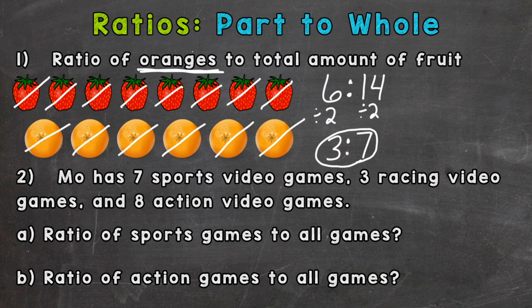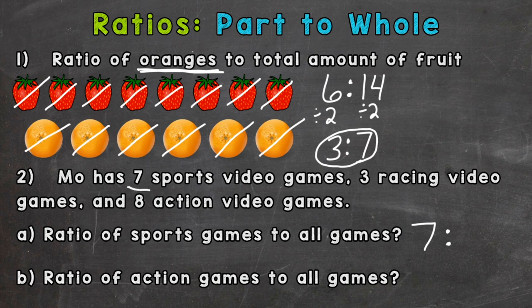All right, let's take a look at number 2. Mo has 7 sports video games, 3 racing video games, and 8 action video games. So part A, we're doing the ratio of sports games to all the games. So sports games is 7, and we need to compare that to the total amount of games.